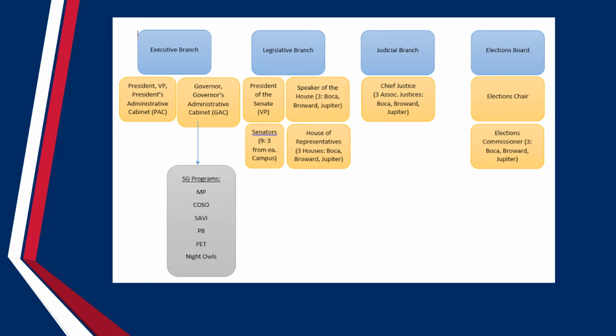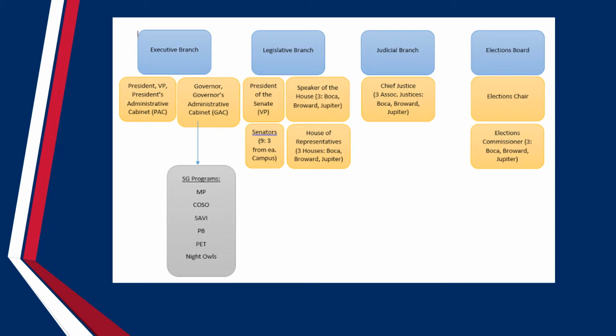Under the governor, there are many student government programs. These are the programs on the Boca Raton campus, but there are many similar programs on other campuses. So we have multicultural programming, COSA, which is clubs and organizations, SAVI, which is students volunteering, program board, which put on homecoming and Freakers Ball, PET, which is peer education team, and Night Owls. Some of these programs are only on the Boca Raton campus, but they serve the university as a whole.